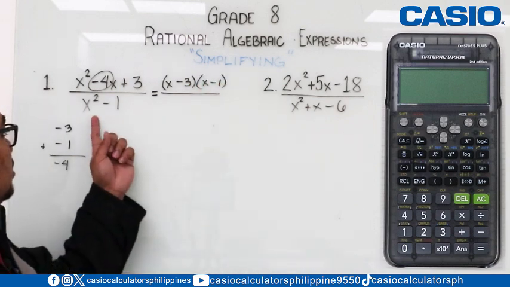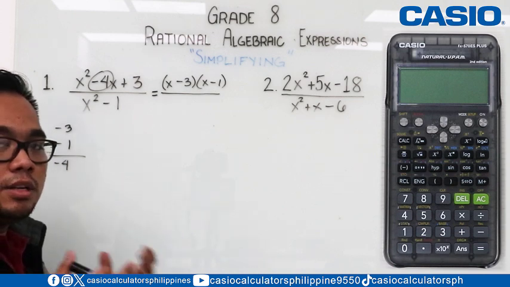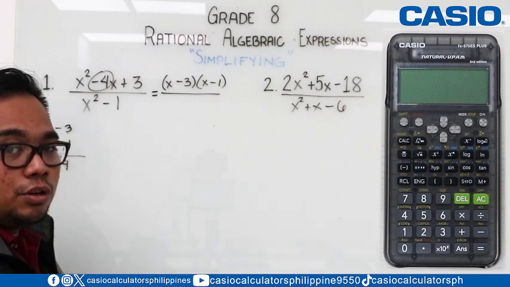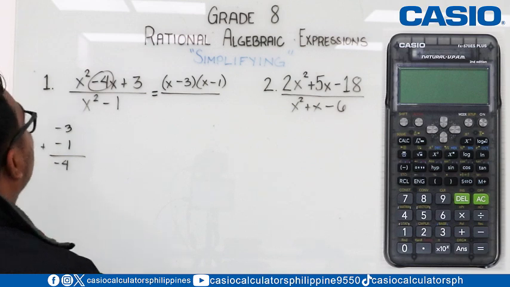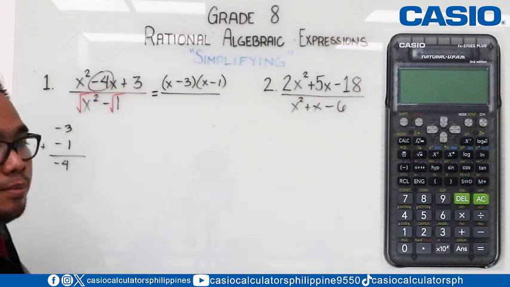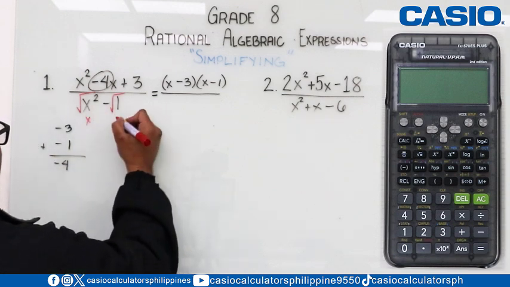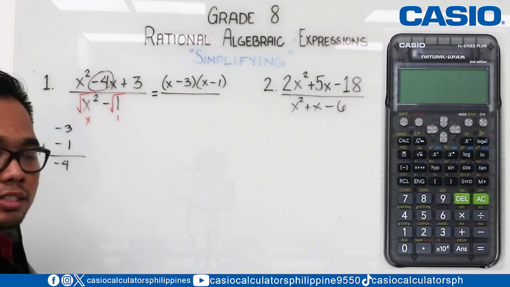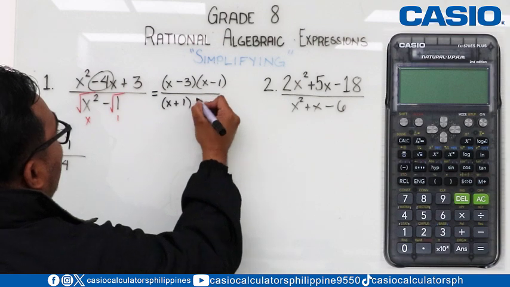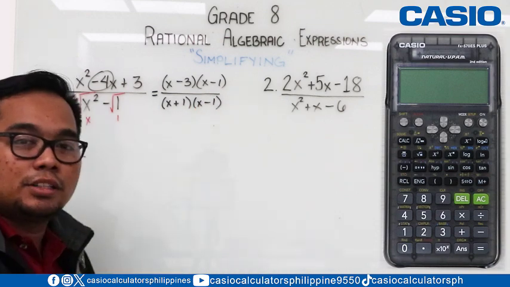Now, let's go with the denominator. x squared minus 1 is simply a difference of two squares. As in our previous video, we just need to get the square root of both the first and second term. The square root of x squared is x, the square root of 1 is 1, and we put the operations plus and minus to get our factors.